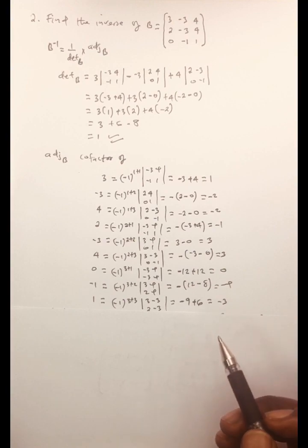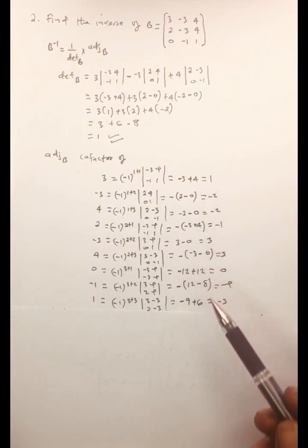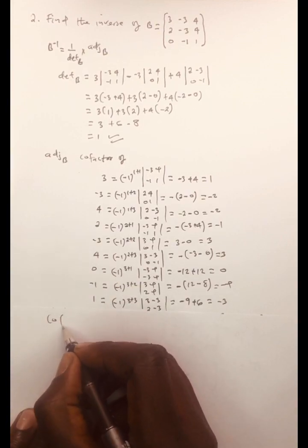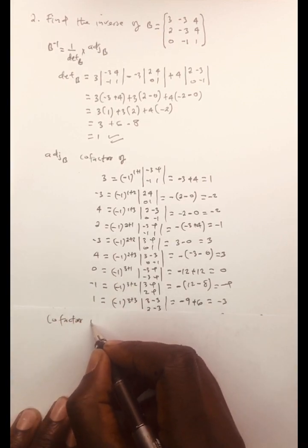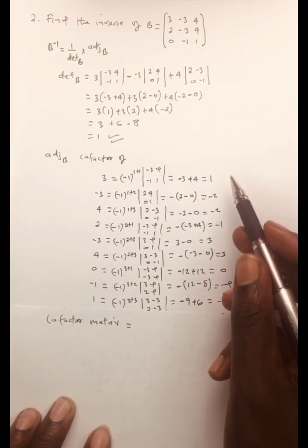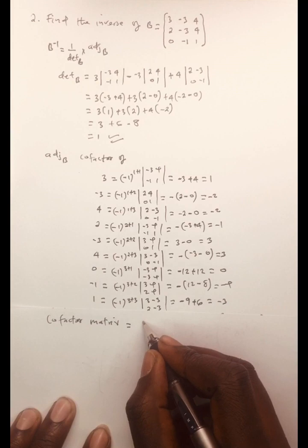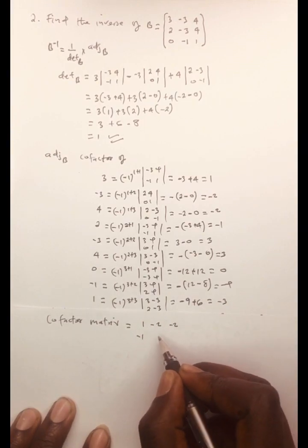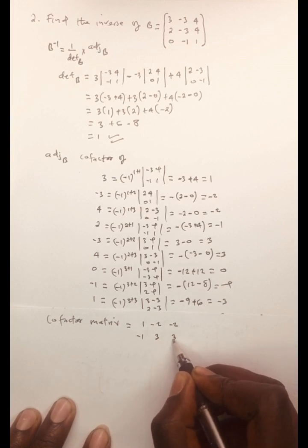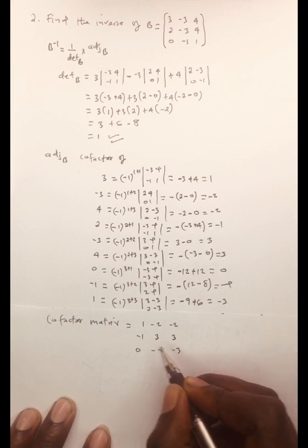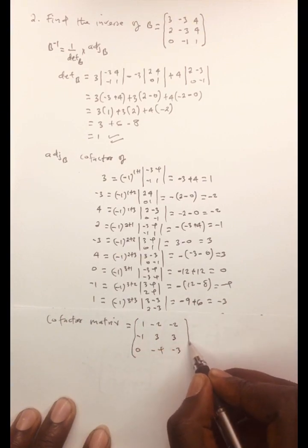Now from this, we can form the cofactor matrix. So you have the cofactor matrix, which is just 1, negative 2, negative 2, 1, negative 2, negative 2, negative 1, 3, 3, 0, negative 4, negative 3. So that is our cofactor matrix.